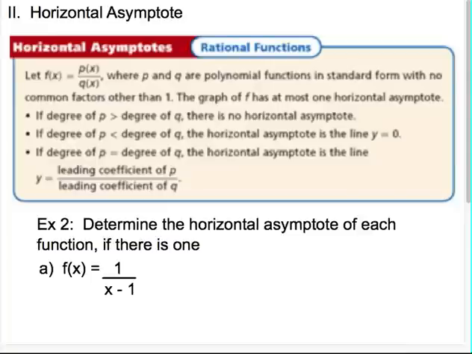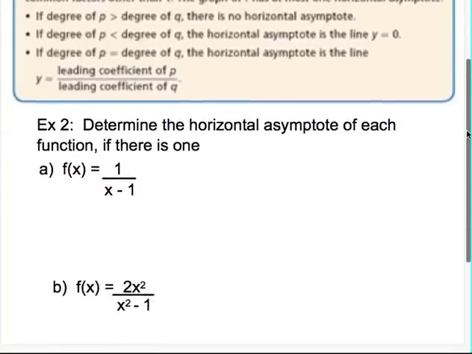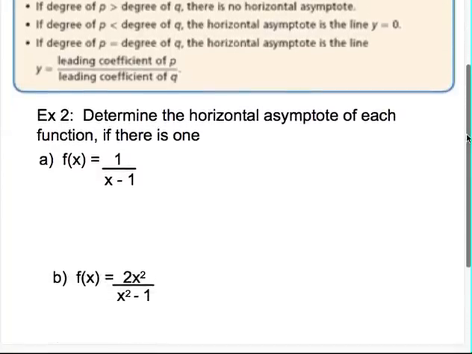All right, next piece, we're going to take a look at those horizontal asymptotes. So here's that same chart that I had on your vocab sheet, still a little blurry. So what we need to look for is the degree of the numerator and the degree of the denominator. So in this case, the degree of my numerator is 0 because I don't have any variables. The degree of my denominator is 1, x to the first power, and if the degree of the numerator is greater than the degree of the denominator, there is no horizontal asymptote.